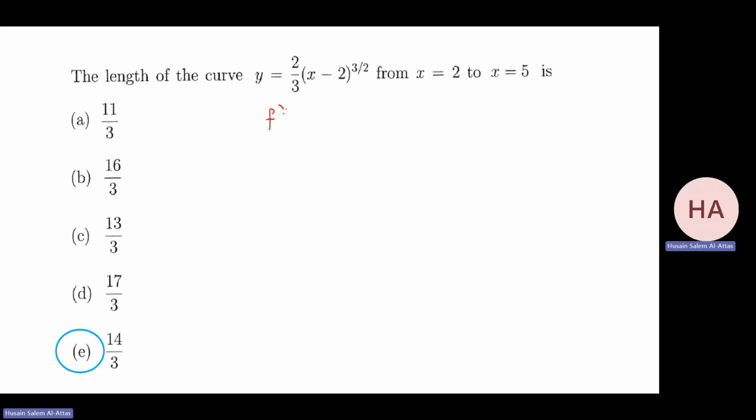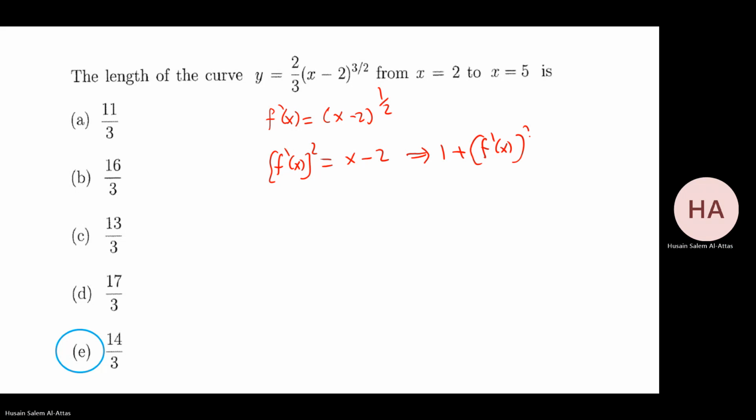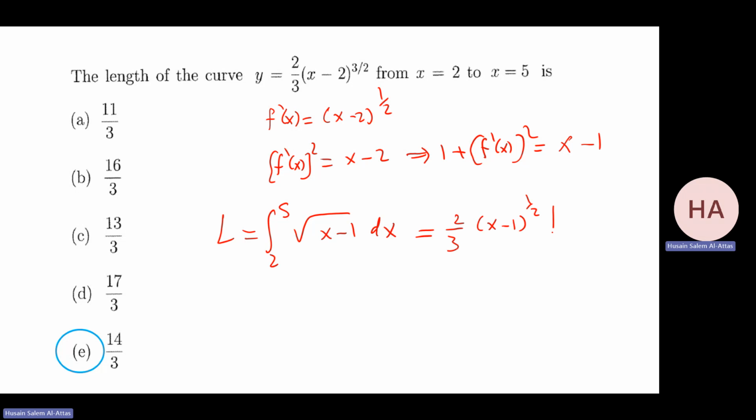Yeah, we'll do f prime. That will be what? x minus 2 to the power half. f prime square, that will be x minus 2. 1 plus f prime square, that will be x minus 1. So L will be from 2 to 5, square root x minus 1 dx, which is what? 2 over 3, x minus 1 to the power half from 2 to 5. That will be 2 over 3. 5 minus 1, that will be 2.